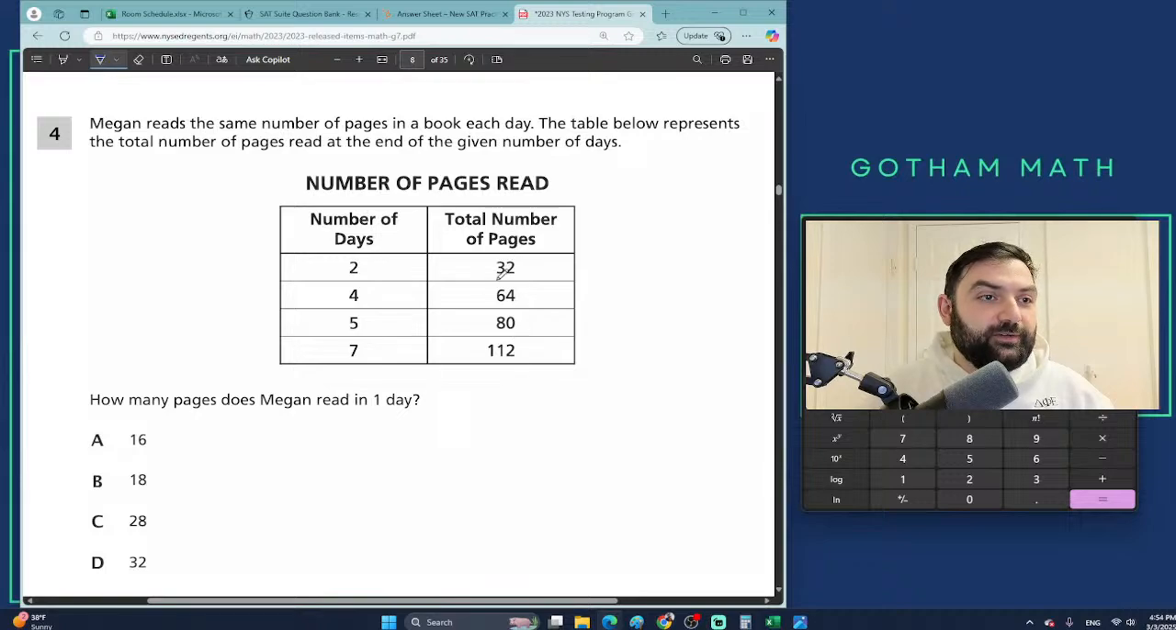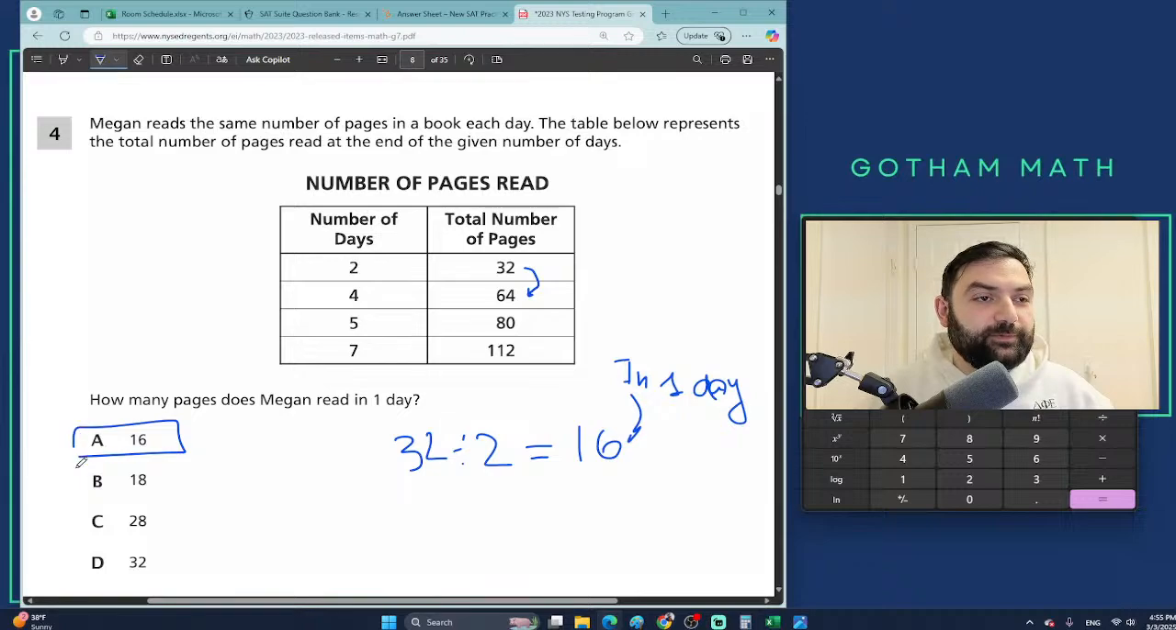So we kind of have to see by how much it goes per 2. Per 2, it goes up by 32, right? So if we divide 32 by 2, we'll get how much it goes for one day, basically. How many pages does she read in one day? Okay, so this is in one day. And that's it. There's nothing more. It's just one step.